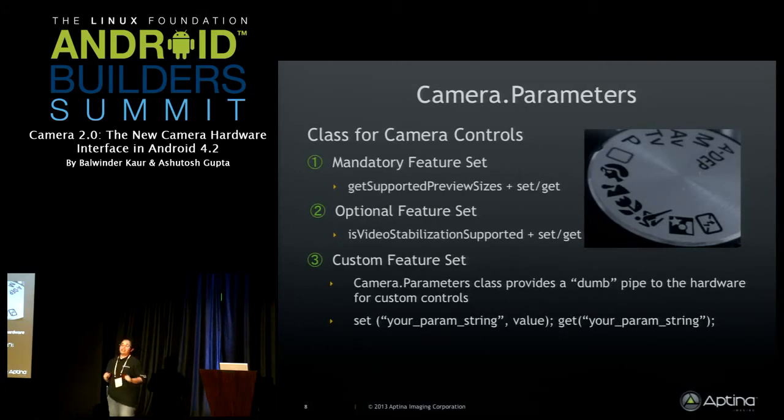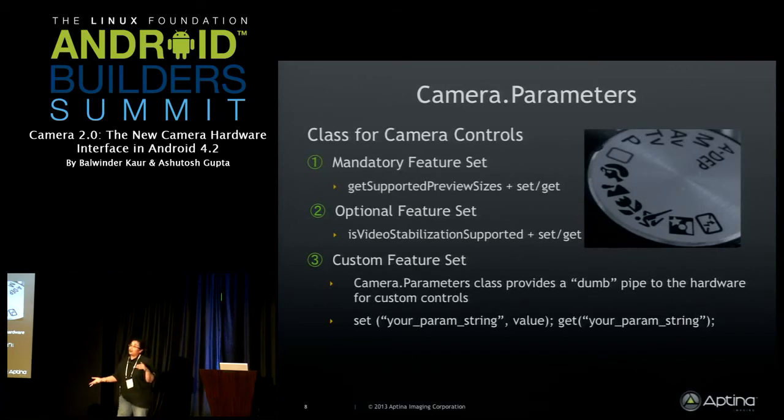Then there is the optional feature set. Things like, is video stabilization available? Now, just because there are APIs available doesn't necessarily mean that the whole stack is functional. You could have hardware that doesn't support it.